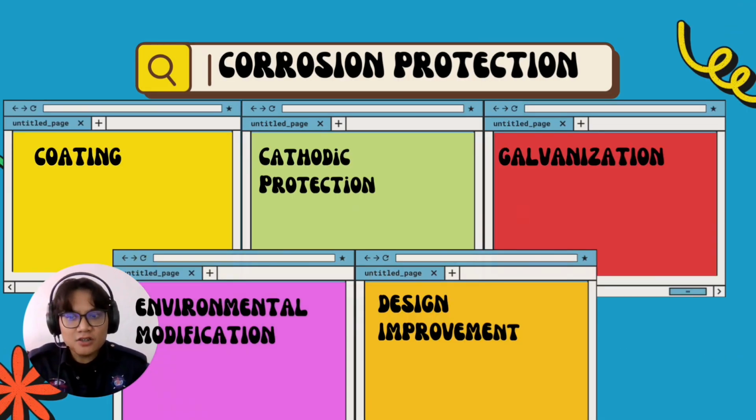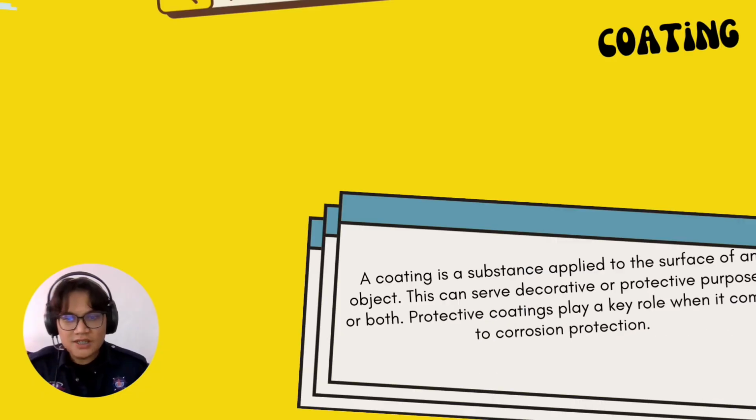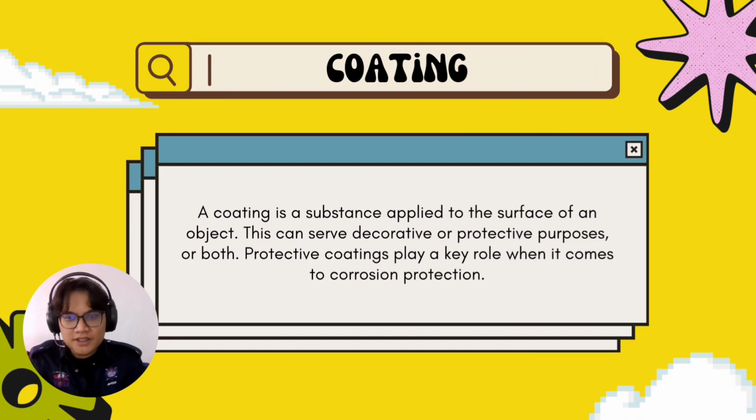There are several common methods of corrosion protection, including coating, cathodic protection, galvanization, environmental modification, and lastly, design improvements. So, we're going to talk about coating, cathodic protection, galvanization, environmental modification, and design improvement. Okay, firstly, we're going to talk about coating.